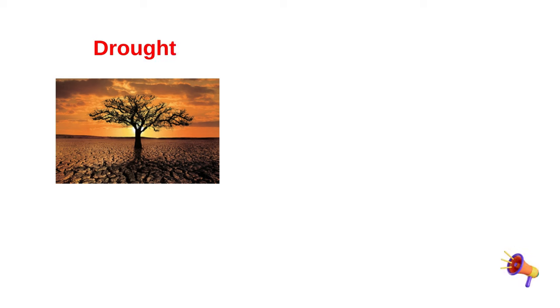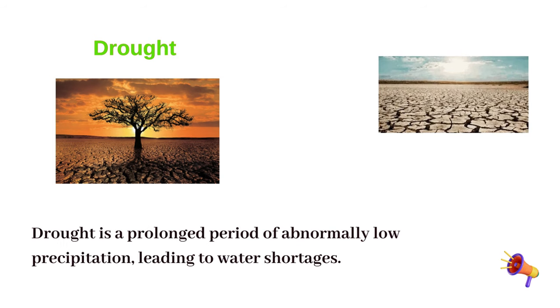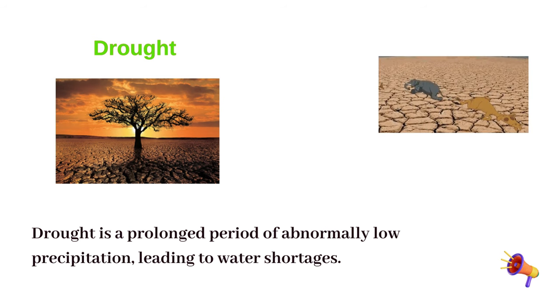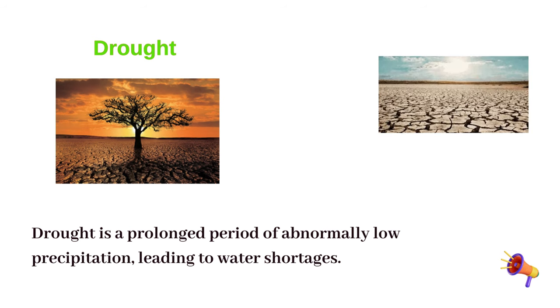Drought. A drought is a prolonged period of abnormally low precipitation, leading to water shortages.